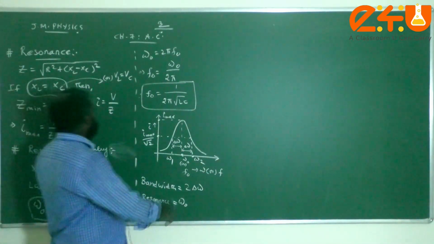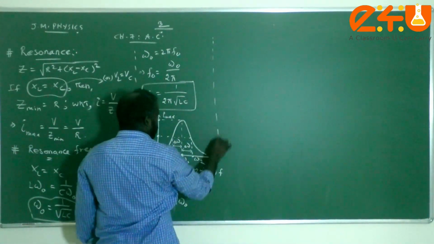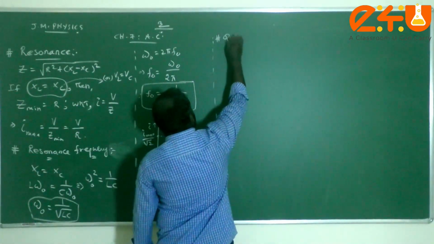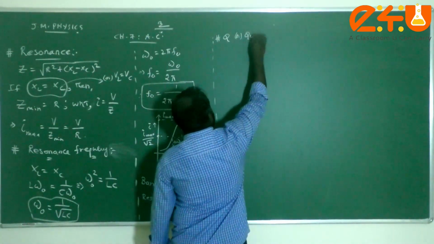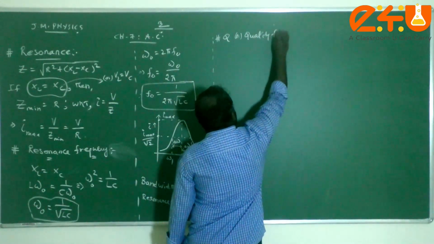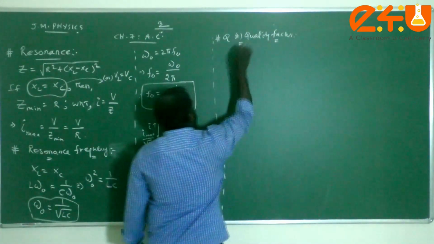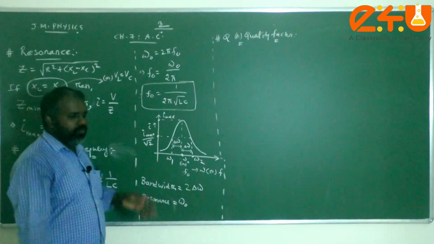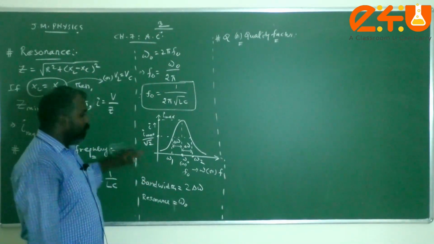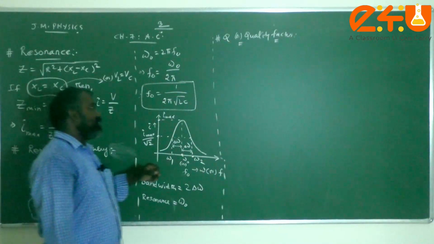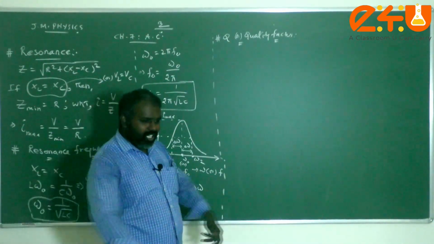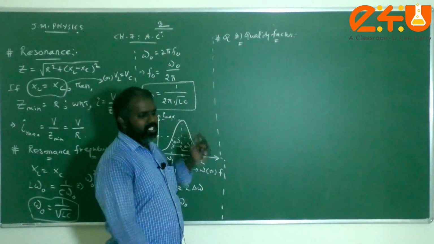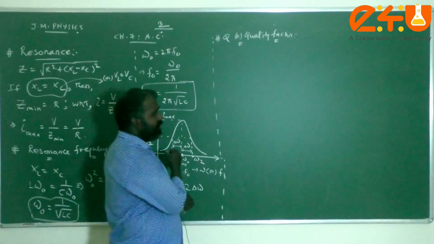And the second topic we are going to discuss is Q factor, or quality factor. Generally, this Q factor, or quality factor, gives the information about the ability of the series LCR circuit, how much it is resonant. Or we can say that the Q factor relates the applied electrical energy to the power dissipated in the circuit.